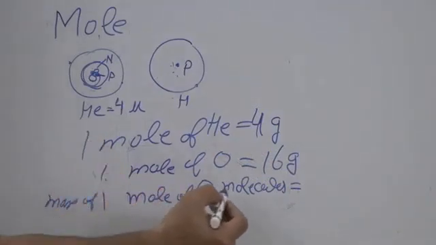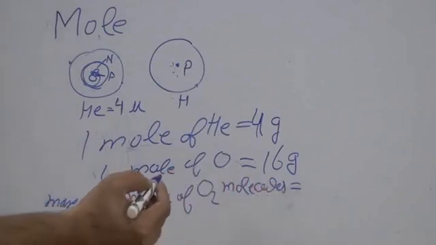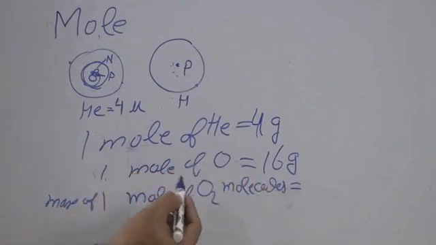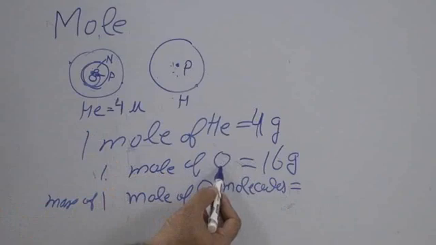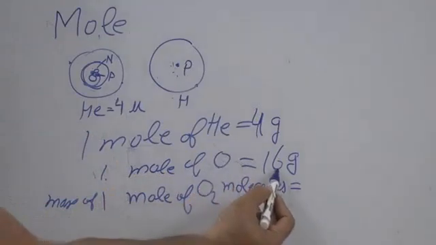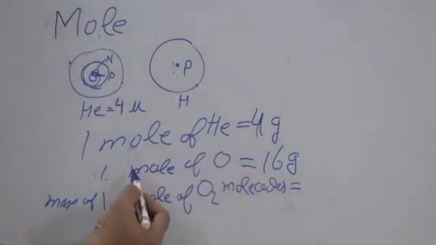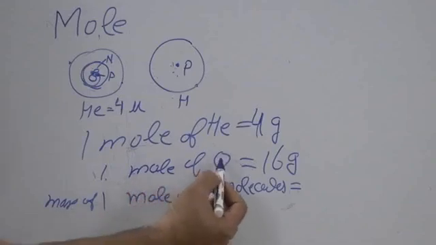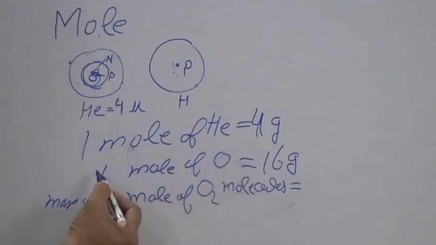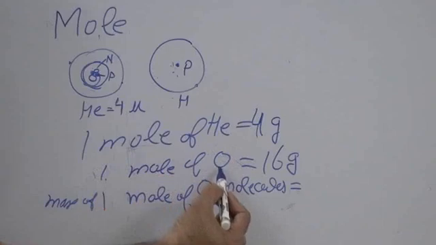Mass of 1 mole of O2 molecules would be how much? Here 1 mole of O atoms weighs 16 gram. Here the unit was what? We have counted O atoms, and the number is 1 mole. Count comes out to be 1 mole of O atoms.